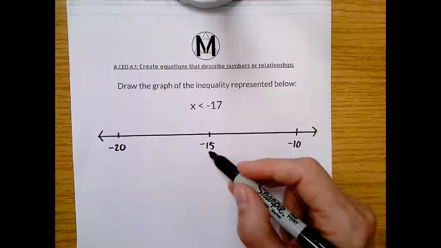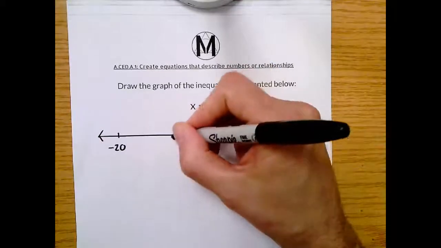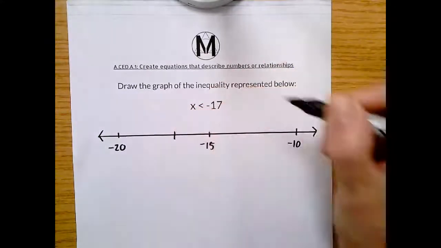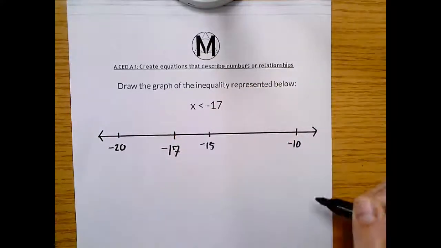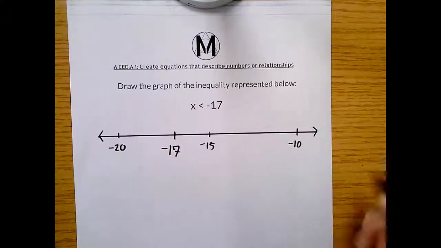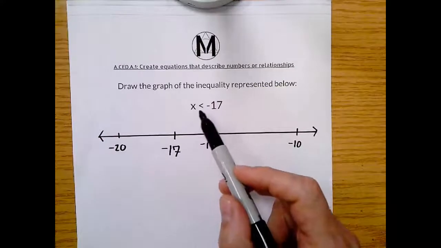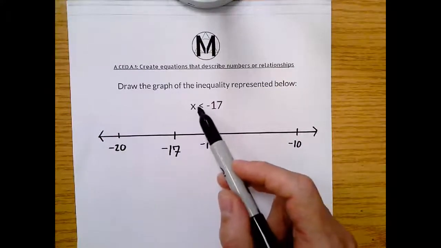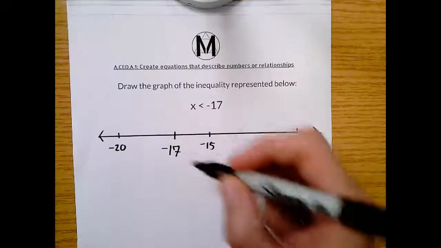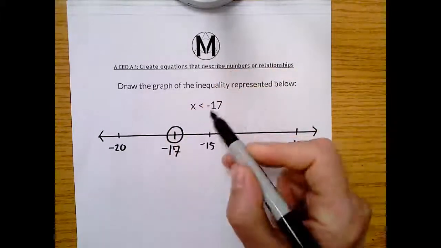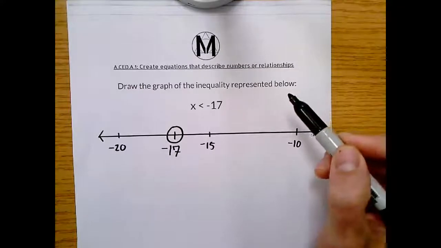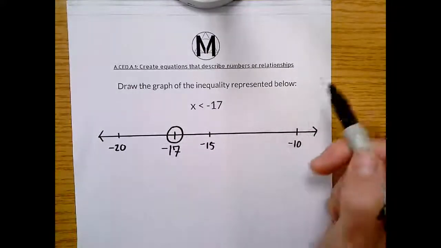So I'm at negative 15, and I want to go back to bump, so about here. I have a lot of space here, so I'll keep it down here. I'm going to write negative 17. Okay, that's a good start. And then here it says, well, this x value must be smaller than negative 17. So I want to draw an open circle. It's open because there's not a line under here, and that means negative 17 is not included.